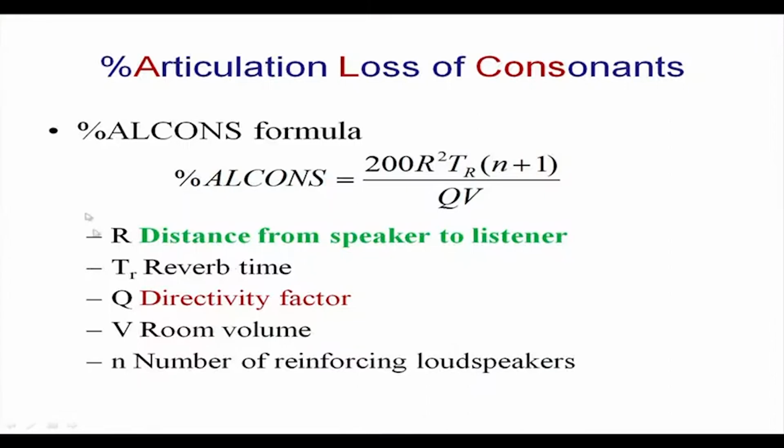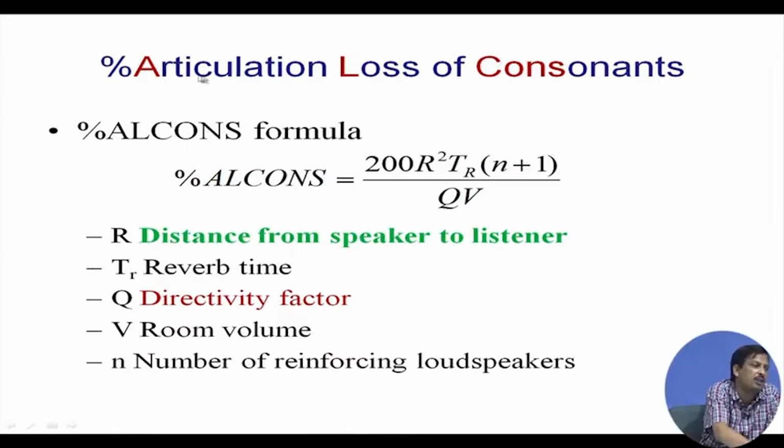Okay. So, we have discussed that critical distance, we calculated the critical distance and the importance of the critical distance. Now, there we have mentioned the percentage Alcons. What is percentage Alcons? Alcons is articulation loss of consonant. Percentage Alcons means percentage of articulation loss of consonant. That is why it is called percentage Alcons.